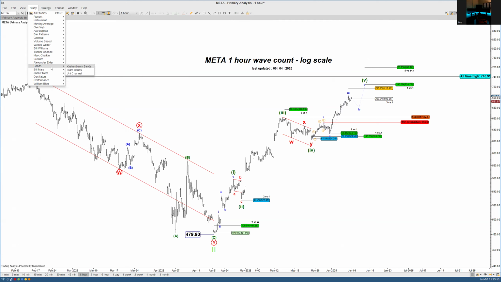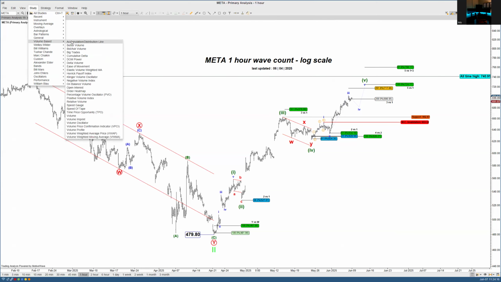I mean, it all depends on what works with your trading style. So just took all this stuff. I don't even know what the hell that is. It's just a volume based. See, accumulation distribution line.